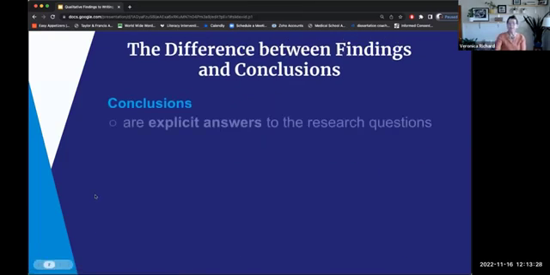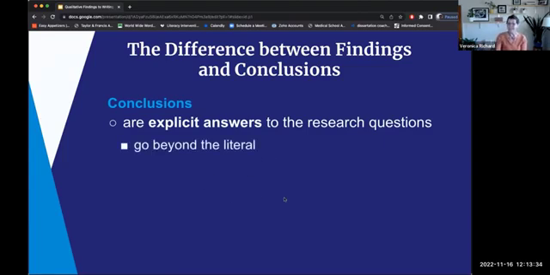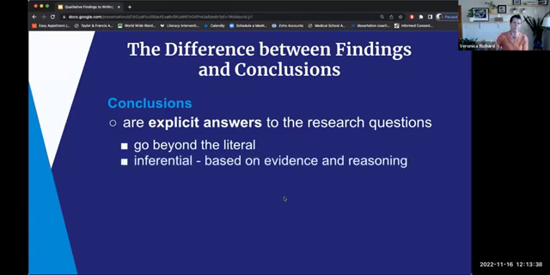Okay. So conclusions are explicit answers to the research questions. They go beyond the literal. And that means that we're being more inferential in our thinking. But that inference is informed. It's informed by our data and our natural reasoning processes. This evidence can also come from other researchers now that I'm thinking about this.